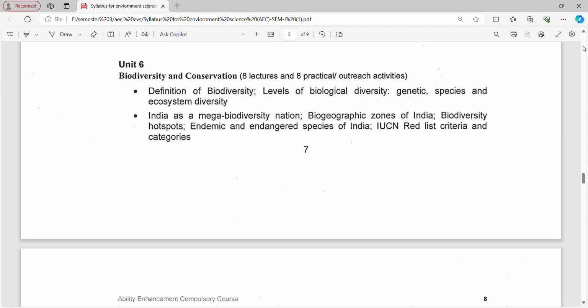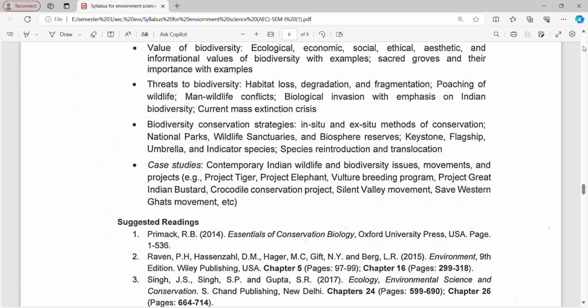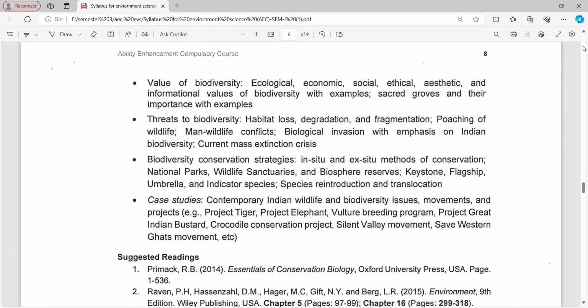So unit 6, biodiversity and conservation. The definition of biodiversity, levels of biological diversity: genetic, species and ecosystem diversity. Then India as a mega biodiversity nation, biogeographic zones of India, biodiversity hotspots, endemic and endangered species of India, IUCN Red List criteria and categories. Value of biodiversity: ecological, economic, social, ethical, aesthetic and informational values of biodiversity with examples. Sacred groves and their importance with examples.